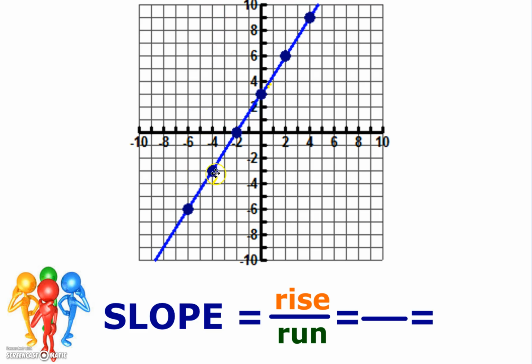So our rise is 1, 2, 3, 4, 5, 6, so plus 6, over my run, which is 1, 2, 3, 4. So over plus 4 because we're going to the right. 6 divided by 4 can be simplified, so divide each by 2. And you're going to want to leave it as a fraction when we're talking about slope. So our slope is 3/2.